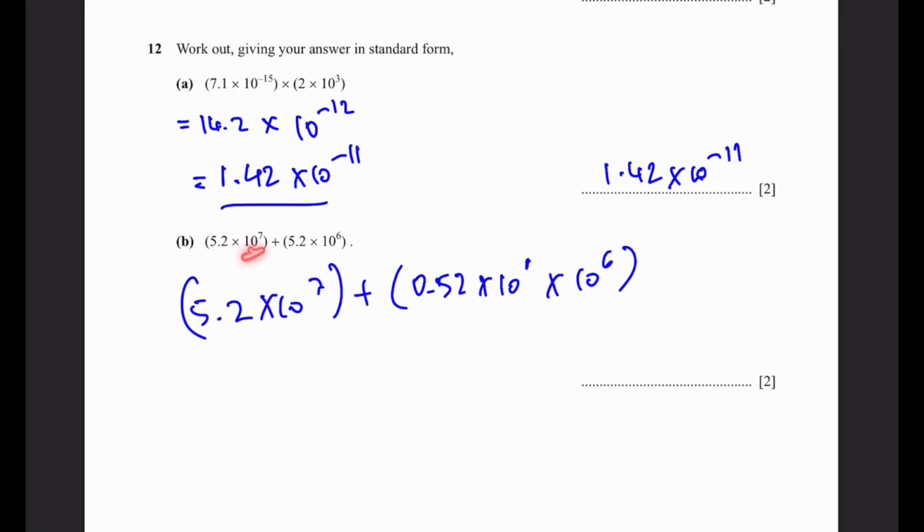We can also make this as 10 to the power of 6 by writing 52 times 10 to the power of 6, but that one requires one extra step because we have to convert it back into standard form. I'll show you how in a bit. First, let's do this method.